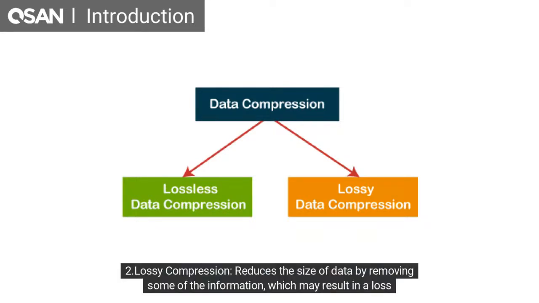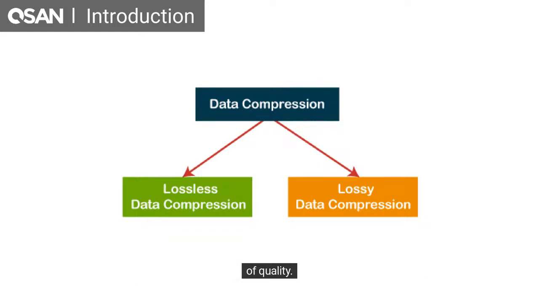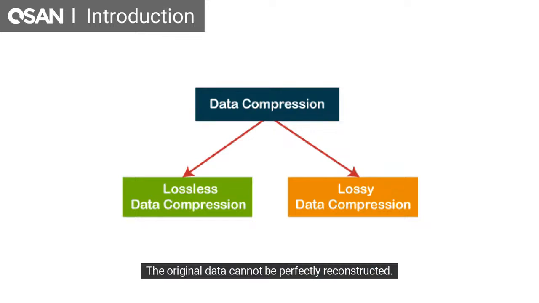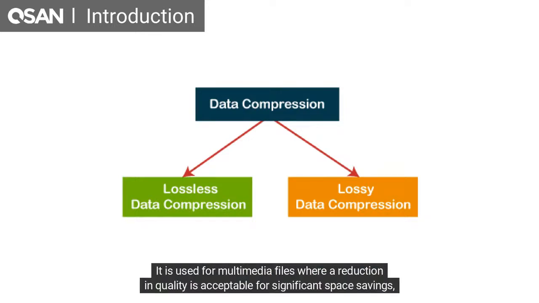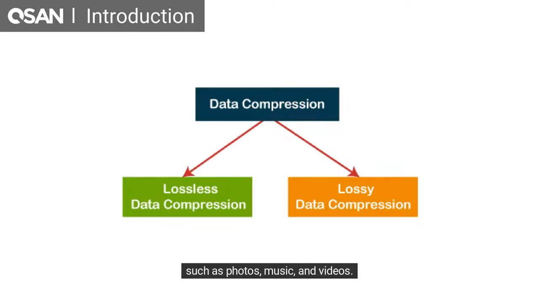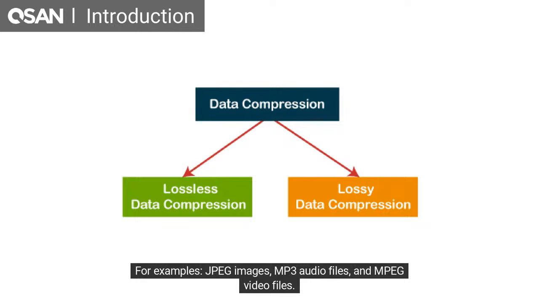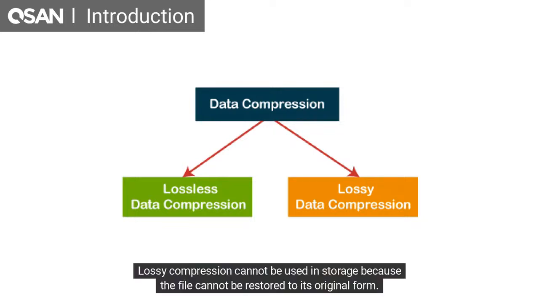2. Lossy compression reduces the size of data by removing some of the information, which may result in a loss of quality. The original data cannot be perfectly reconstructed. It is used for multimedia files where a reduction in quality is acceptable for significant space savings, such as photos, music, and videos. For example, JPEG images, MP3 audio files, and MPEG video files. Lossy compression cannot be used in storage because the file cannot be restored to its original form.